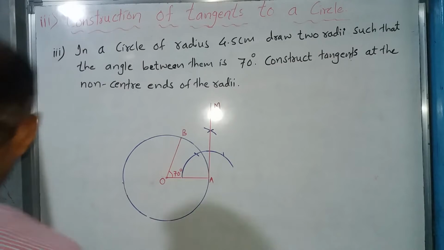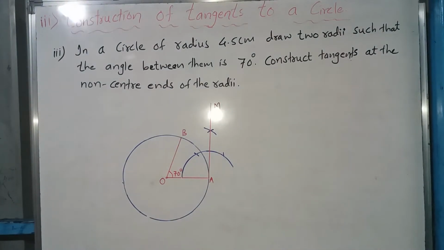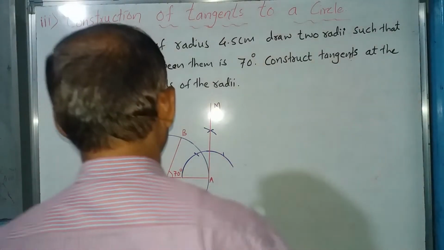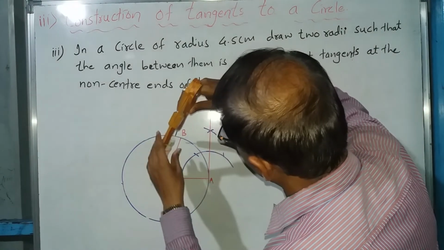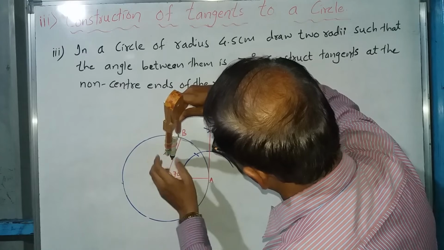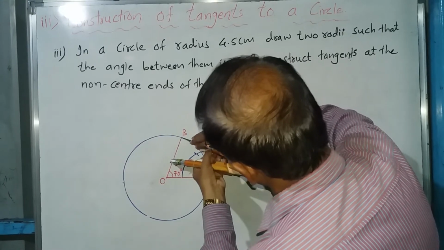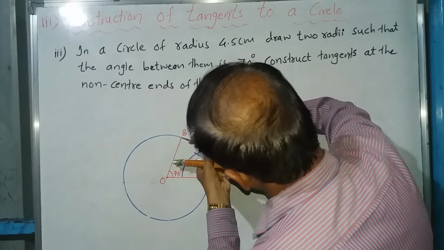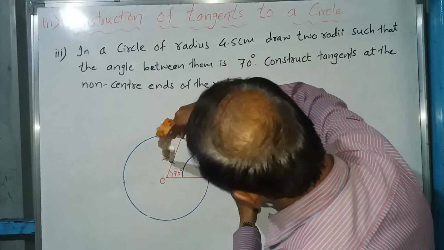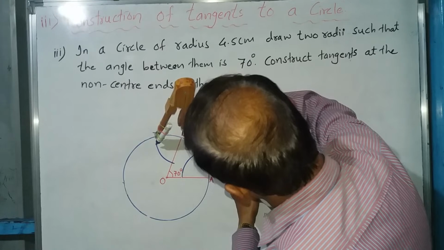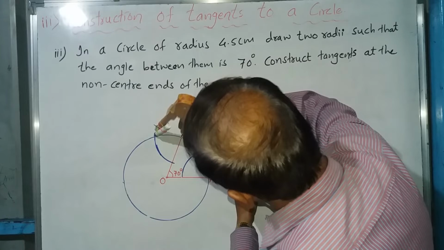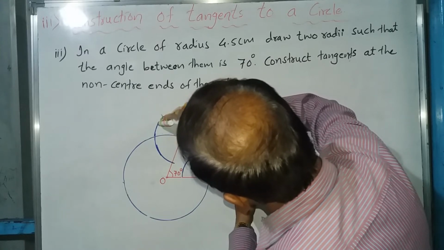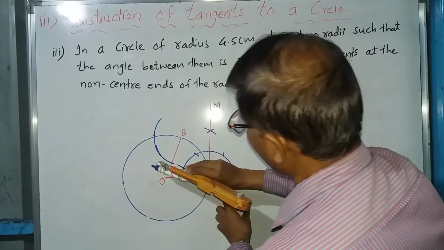One more tangent you have to draw here, because of the other radius. As per the question, they have told us to draw the tangents at the non-center end. This is the non-center end of the other radius. Again here you have to draw one semicircle of any radius. Give the compass here. Take any radius. Draw the semicircle. Let me clarify here: as it is a whiteboard, the compass is not working properly.